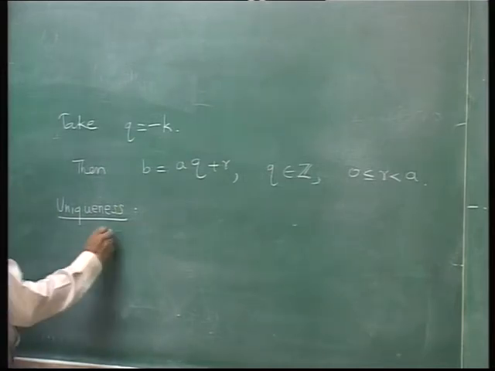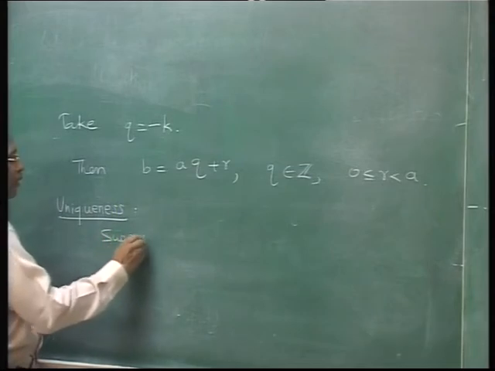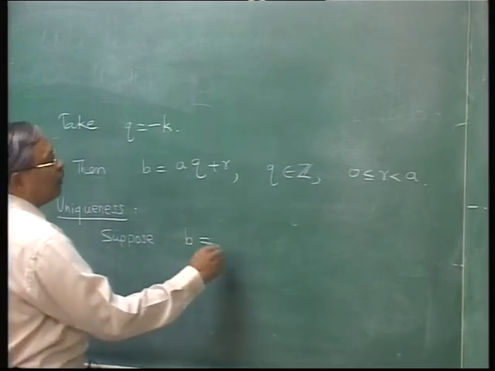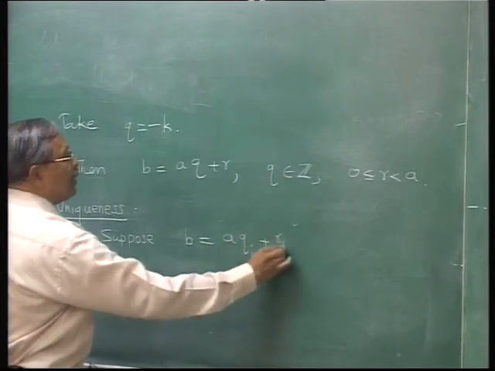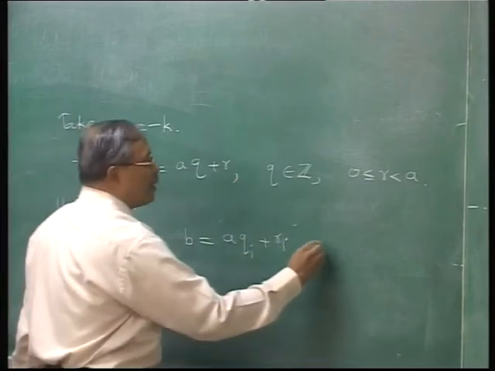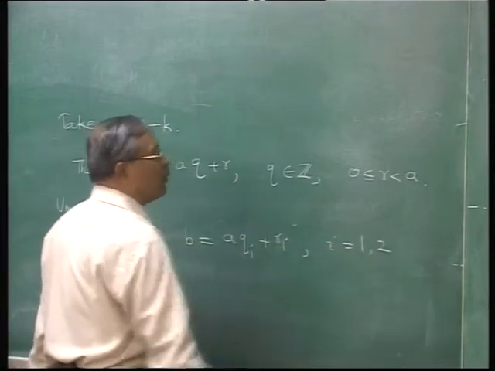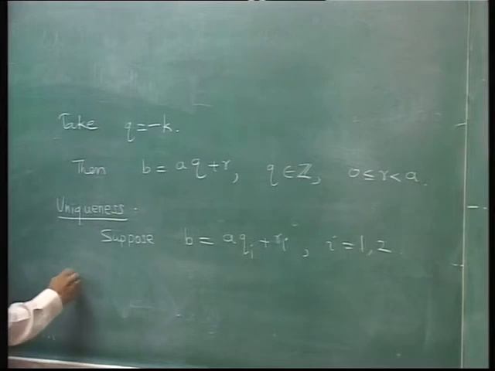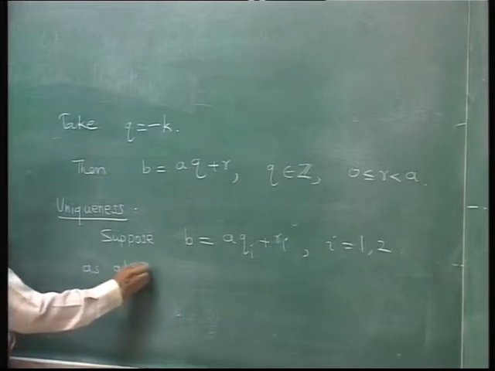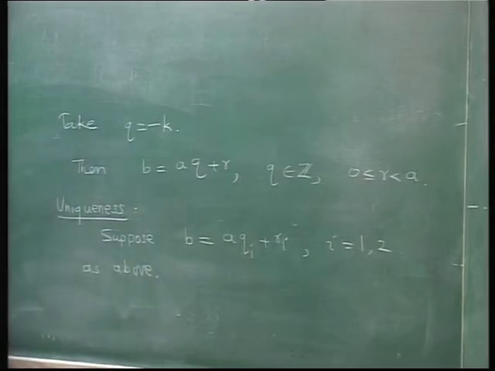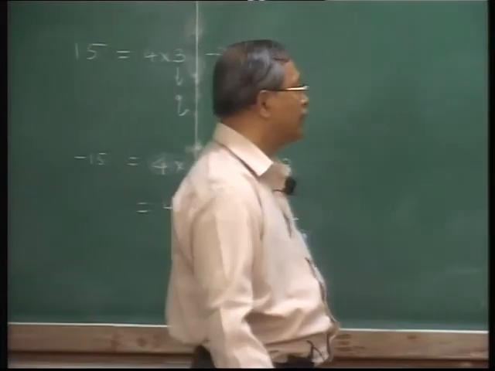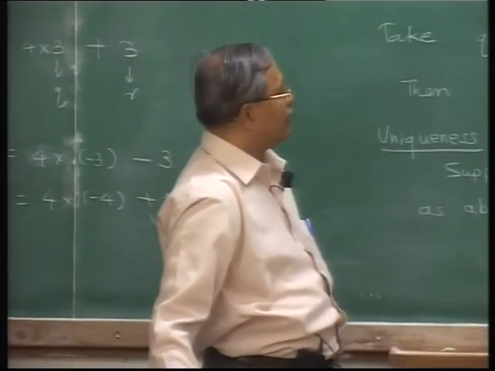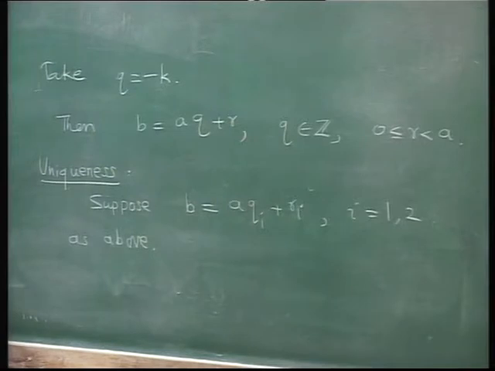So suppose b is equal to a times qi plus ri, i equal to 1, 2, as above. That is q1, q2, they are required to be in Z, and r1, r2, they are non-negative integers which are less than a.